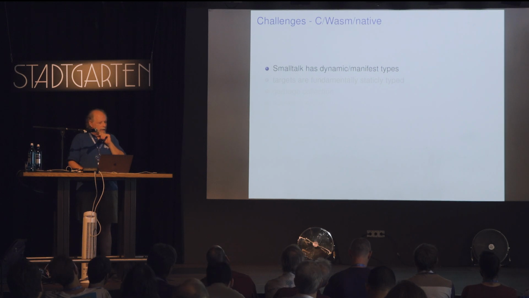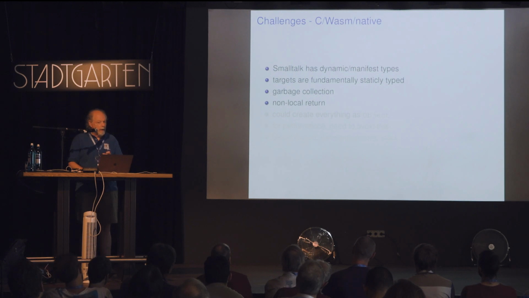And the last one I have is challenges for generating C or WASM or native code. Again, we have the type problem, dynamic versus static typing. Garbage collection, you've got to provide some kind of garbage collection, although WebAssembly does have garbage collection coming real soon now. And so you could leverage off that. Non-local return, again, you have to find a way to do this. In C, this is setjmp, longjmp. But I'm not sure whether there is a WebAssembly equivalent. But you could fake it.